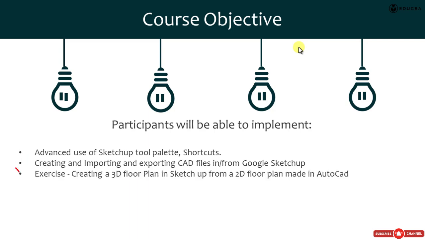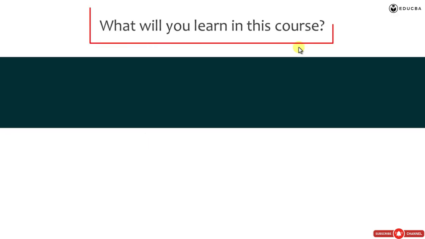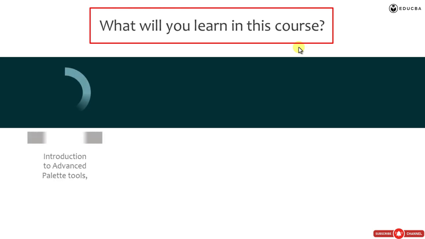Next one is, we are going to create and do an exercise of creating a 3D floor plan, that is the model of a house or an apartment, from a 2D floor plan that you have already created or have with you in a 2D AutoCAD file. Also, we are going to learn a few tips and tricks. What are the things that you are going to learn in this course?